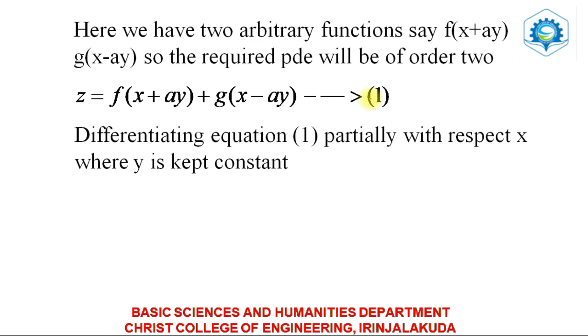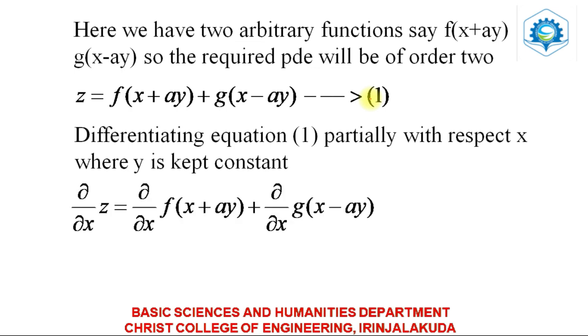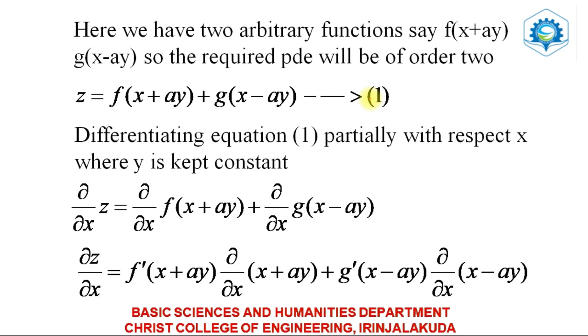When we differentiate partially with respect to x, we keep y as a constant, and we get dou z by dou x equal to dou by dou x of f of x plus ay plus dou by dou x of g of x minus ay. So what is our answer? The left side becomes dou z by dou x, equal to f dash of x plus ay into dou by dou x of x plus ay, plus g dash of x minus ay into dou by dou x of x minus ay.